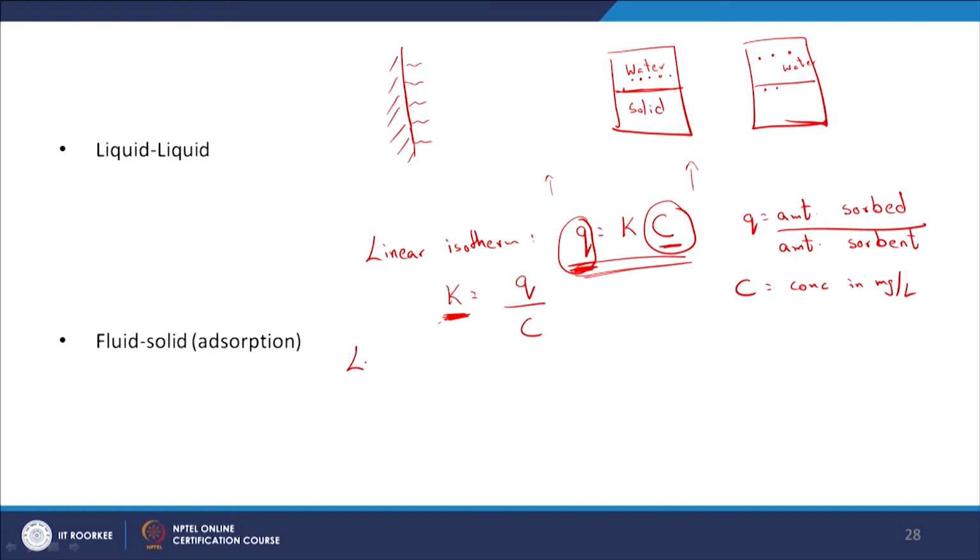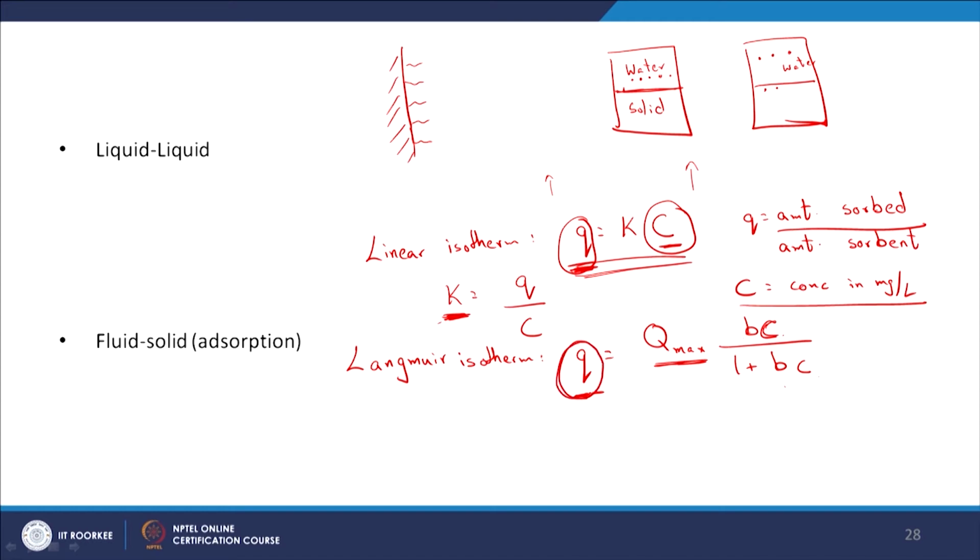So, in general you will have a limited number of sites available. One model that takes it into account is the Langmuir isotherm, Q equal to Q max, which defines the maximum number of sites that are available, times BC by 1 plus BC. C again is obviously the concentration of your compound in water, B is a constant, and Q max is the maximum number of sites available, Q is the amount sorbed by amount of sorbent. Again here we have a relationship between the concentration of the compound in your solid phase to the concentration of the compound in your aqueous phase.